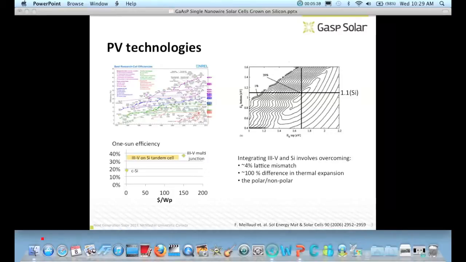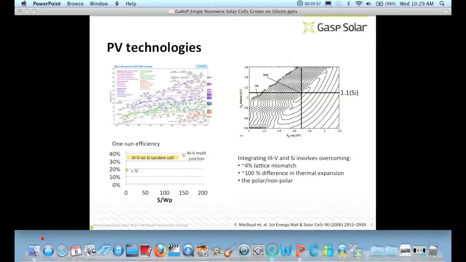So basically a III-V on silicon tandem solar cell will give you an efficiency that is close to that of the triple junction cells, but at a cost that is substantially lower. You get rid of the germanium substrate, replace it with silicon, and you use hopefully less III-V material.